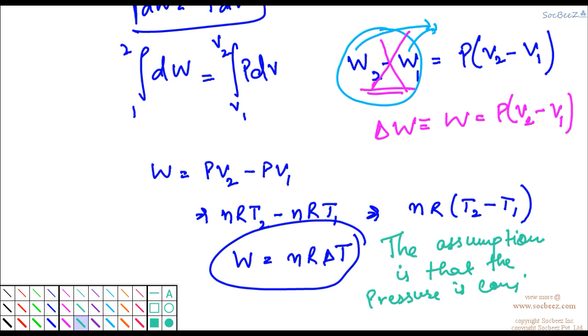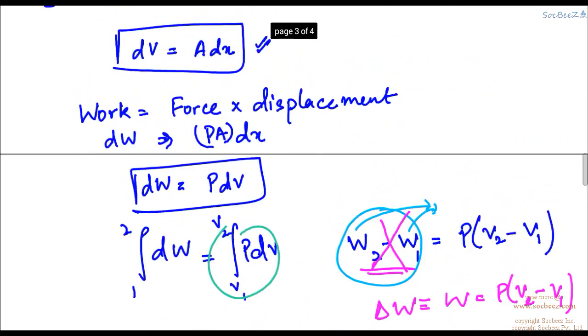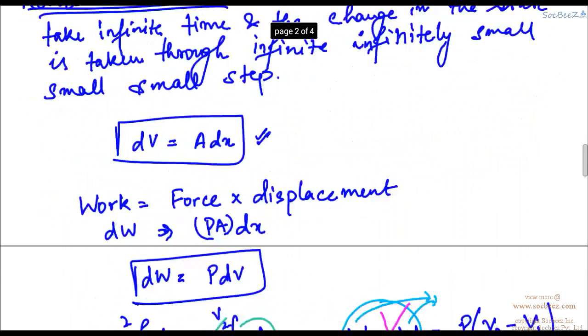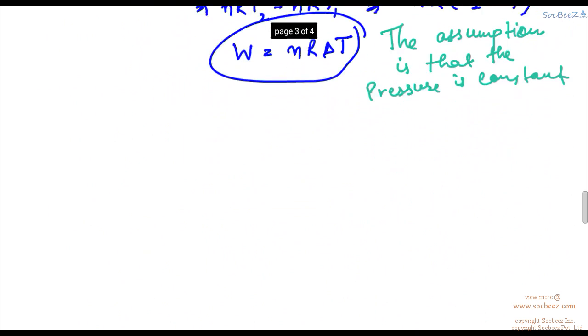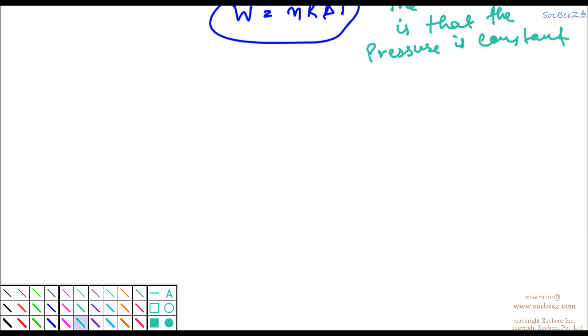Otherwise we won't have been able to take P out of this picture over here. We took P out, that's why we were able to integrate very simply and just write it as V2 minus V1. Okay, so this is the work done in the case of a gas expanding under the condition that the pressure is constant. As I told you, we try to expand the gas in infinitely small steps and try to take it to the final state.